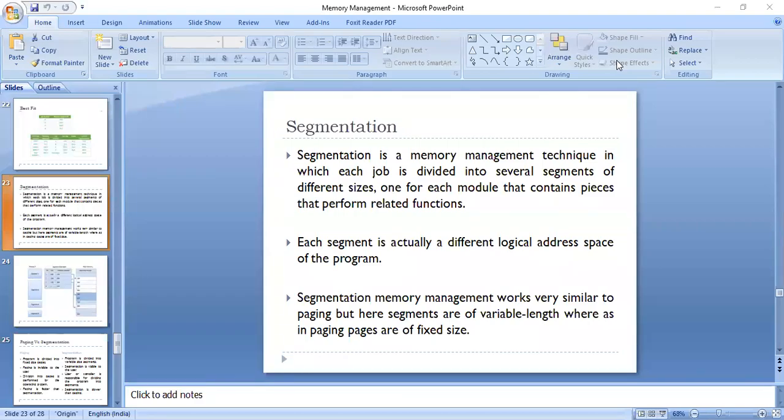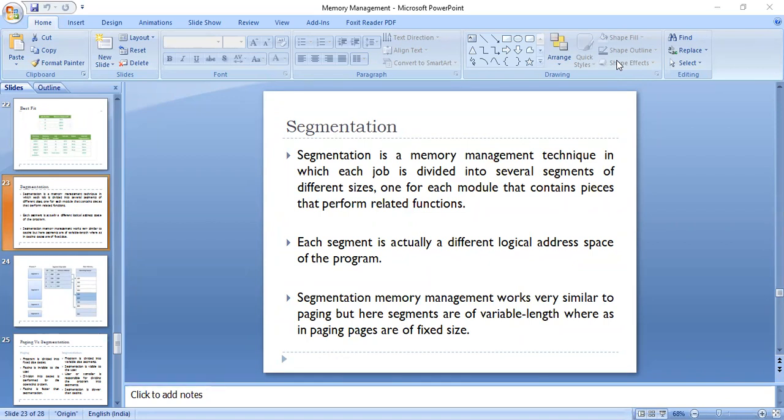Today in this session, we are going to discuss another memory management technique, that is segmentation. As far as segmentation is concerned, it is again a memory management technique in which each job is divided into several segments of different sizes.